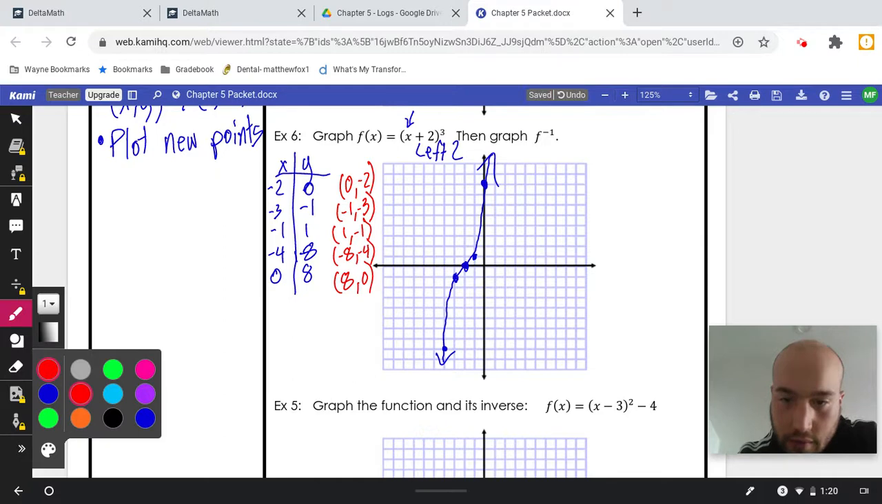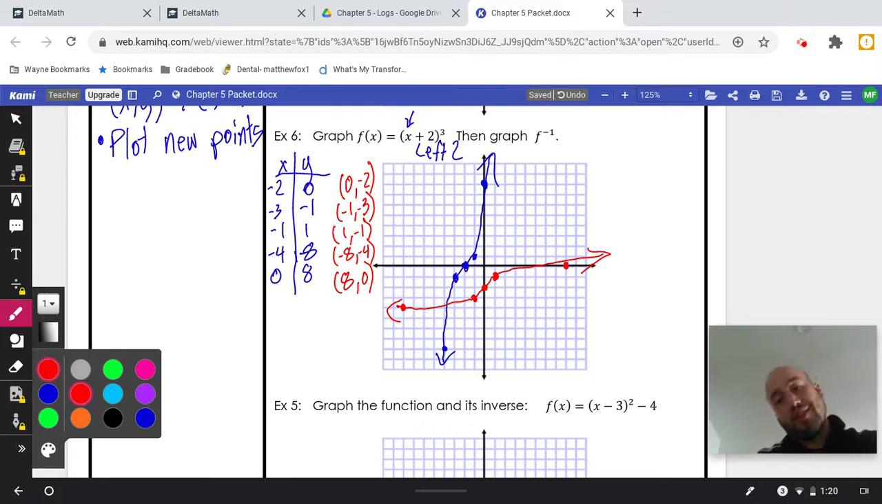All right, so 8, 0, -8, -4, 1, -1, -1, -3, and finally 0, -2. We draw that line in, make it as smooth as we can.